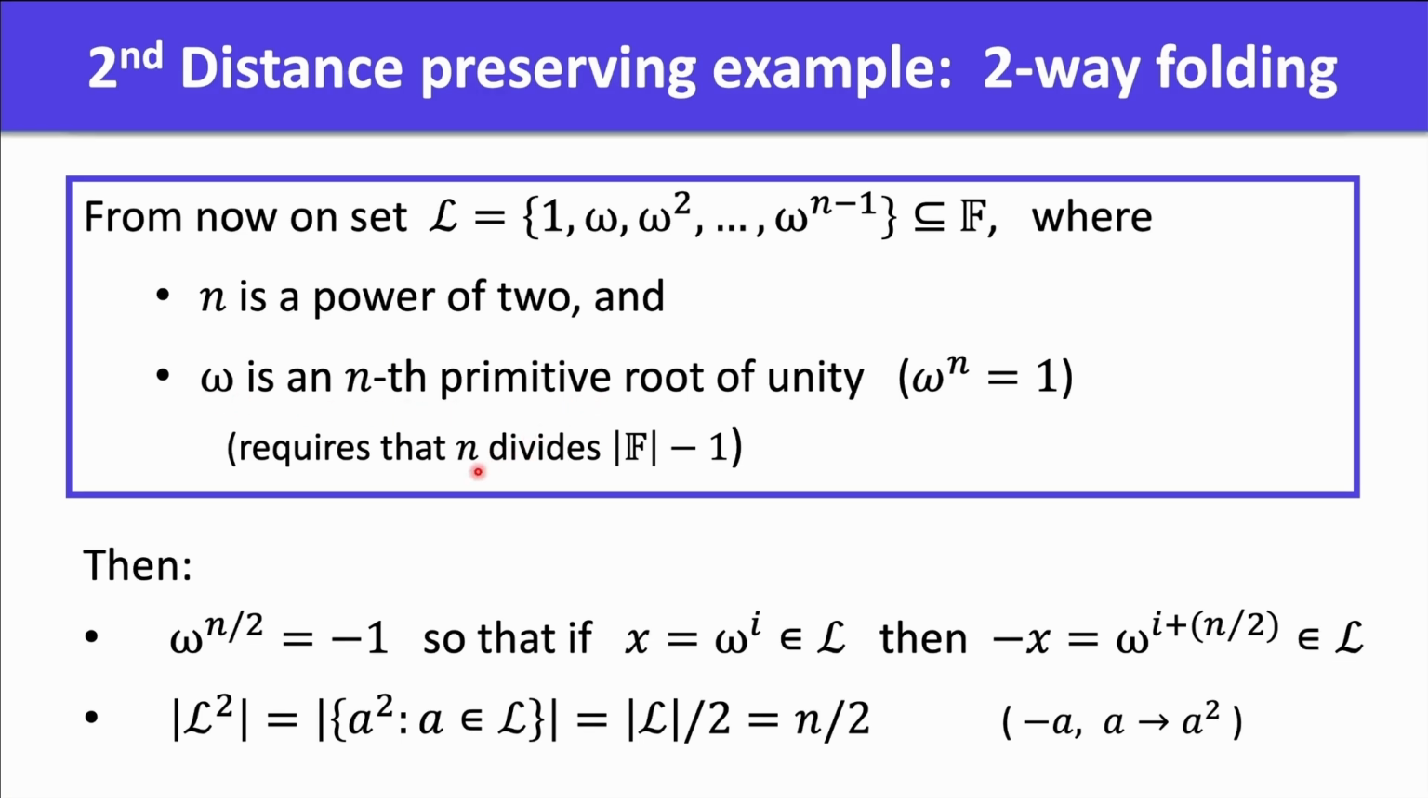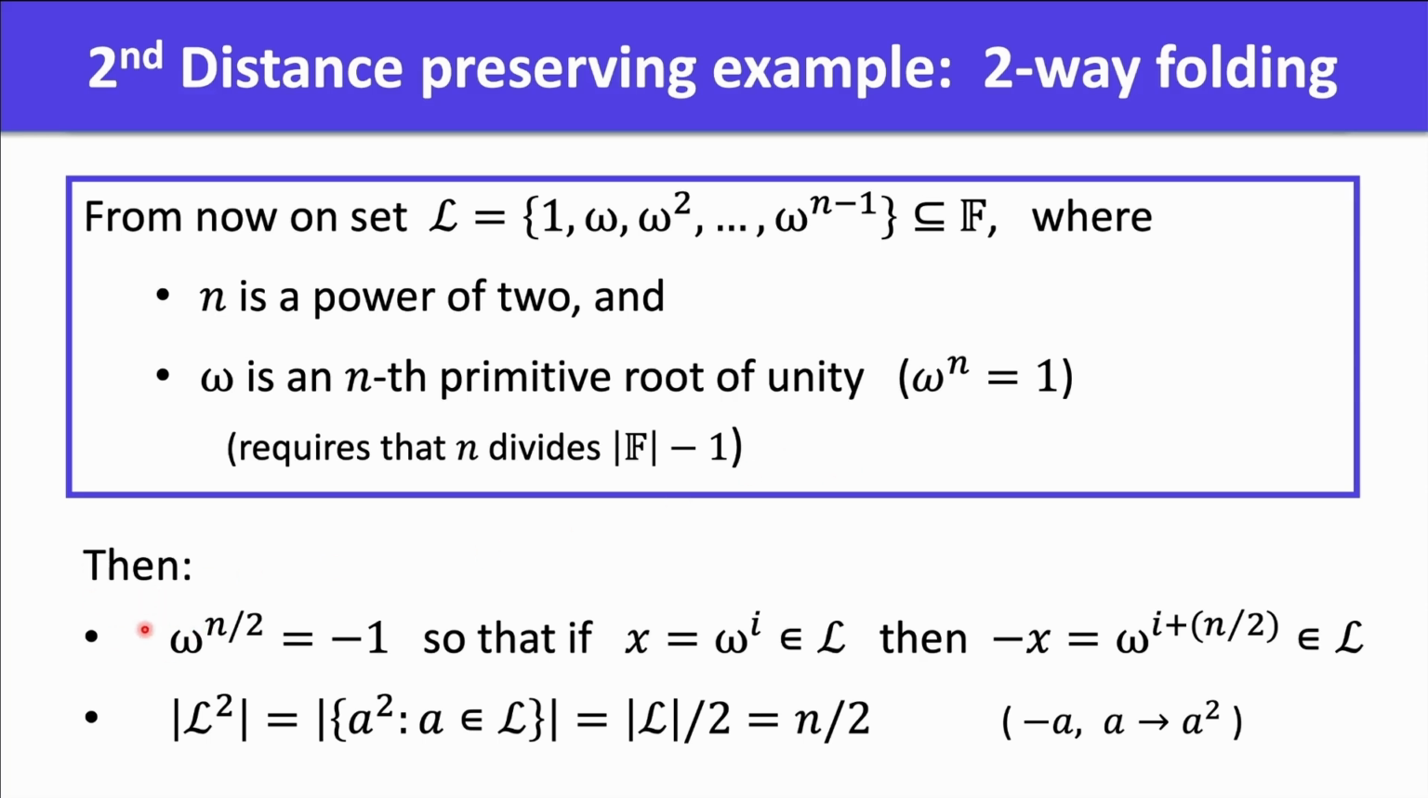This implies that n has to divide the size of the finite field minus 1, which means that everything that I'm going to say from now on only applies to specific fields where the field size minus 1 is divisible by n. This is actually one of the limitations of FRI in that it only works in fields where n divides the size of the field minus 1. When we talk about IOPPs for other codes, we'll be able to eliminate this restriction.